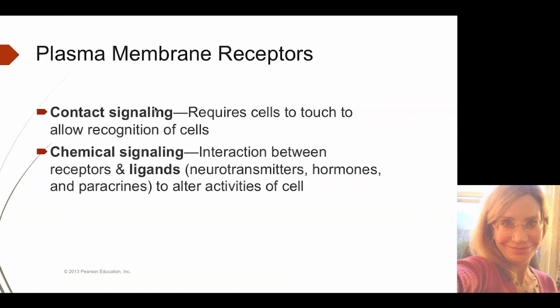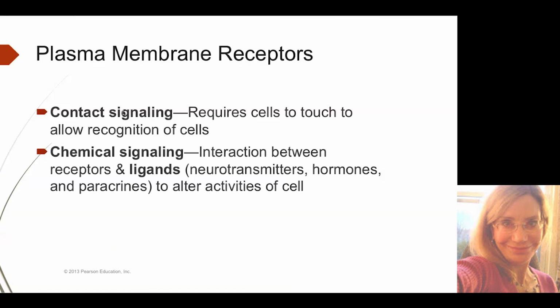Plasma membrane receptors. These are receptors, and this is called contact signaling. It requires cells to touch each other to allow recognition of other cells. Scientists have realized that cells can actually touch other cells. There's little receptors that allow them to know, oh, I'm right here by other cells of my type.